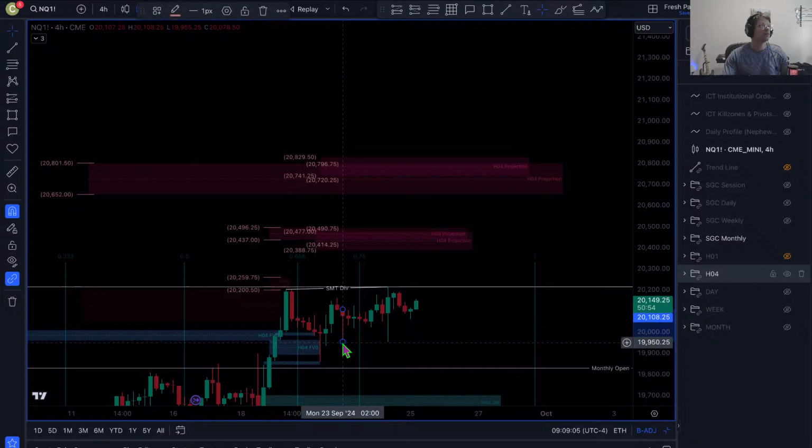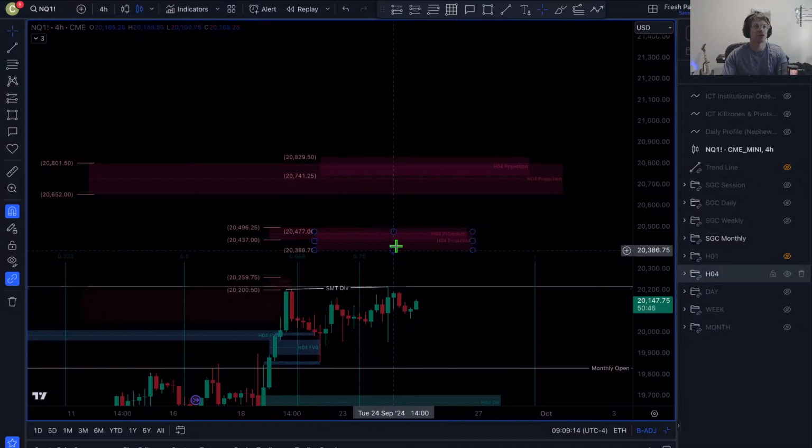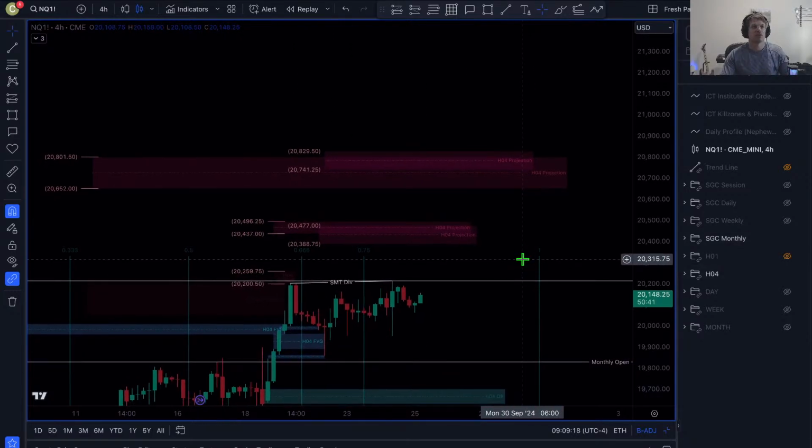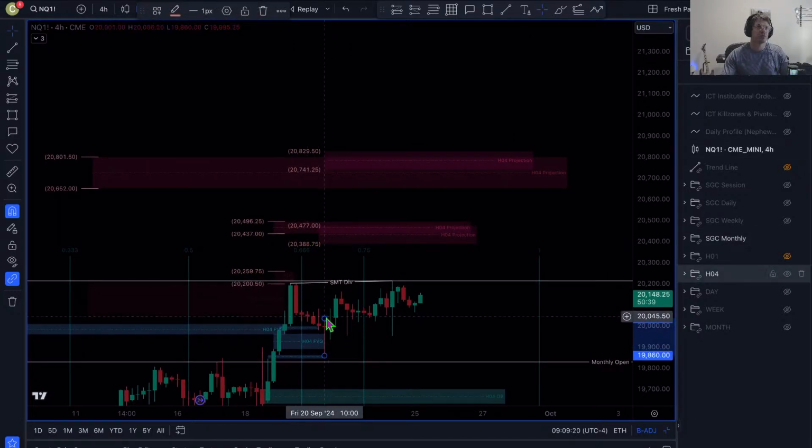Yeah. So this projection, which actually is no longer valid because we broke that low, didn't we? Let's see. The low of this is 5525, and the low of this is 53. So yeah, we broke this. So actually, this projection here is gone. And actually, notice I didn't have any of those there. But this one's still valid. This is the main one.